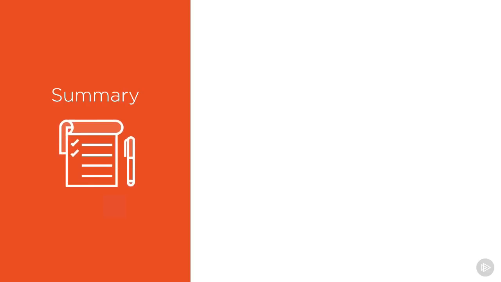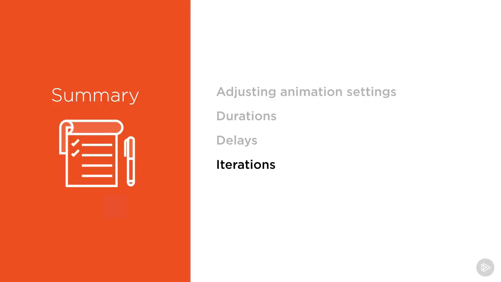So what did we learn about in this section? We learned about adjusting animation settings, which included durations, delays, and iterations. So how to go in and adjust and add on durations, add on delays, and add on iterations, how many times you want the animation to run. We also then went into our cooking website and updated our durations and our delays to have more of a staggered effect in our columns, so we can have one animate in after the other.